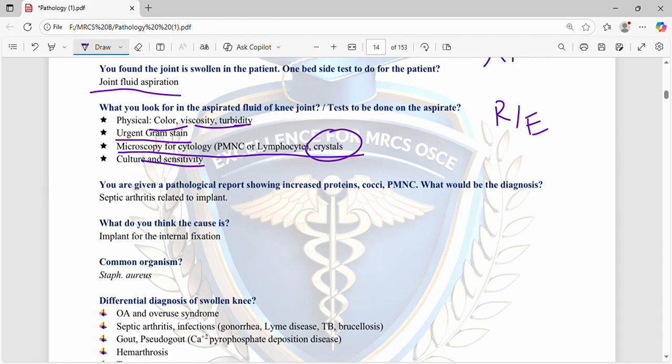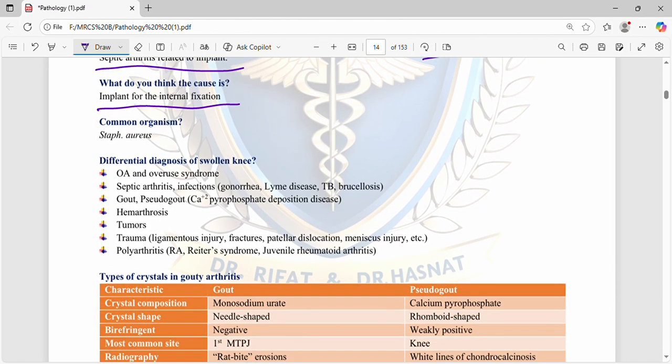You are given a pathological report showing increased protein, cocci, and polymorphonuclear cells. What would be the diagnosis? Septic arthritis related to implant. What do you think the cause is? The implant for the internal fixation. Common organism: Staphylococcus aureus.